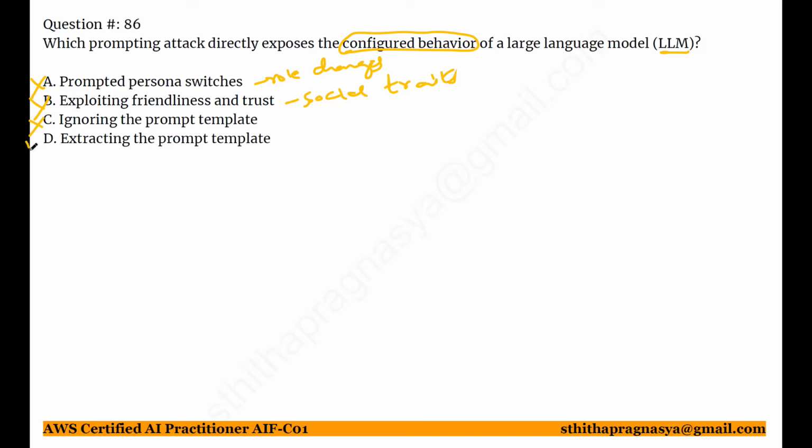So that leaves us with option D, extracting the prompt template. This attack directly involves attempts to uncover or expose the underlying prompt template used to guide the LLM's responses. This is a direct exposure of the configured behavior, and it is often done by reverse engineering or carefully crafted queries designed to elicit the template structure. So option D is the correct answer, as it specifically aligns with the question's focus on exposing the configured behavior.